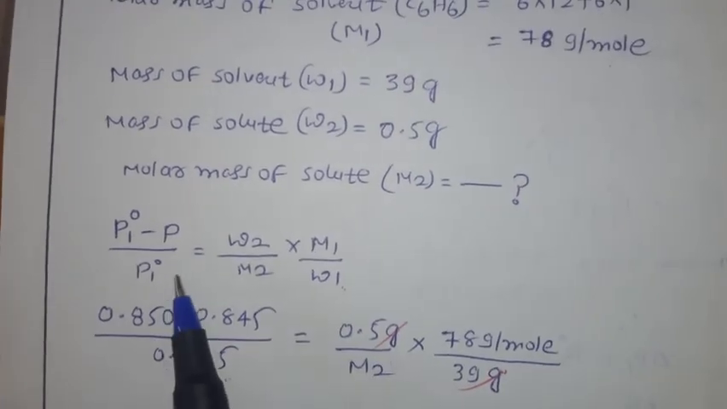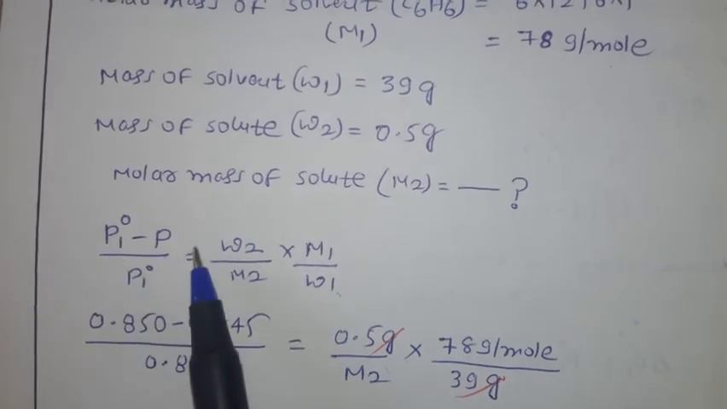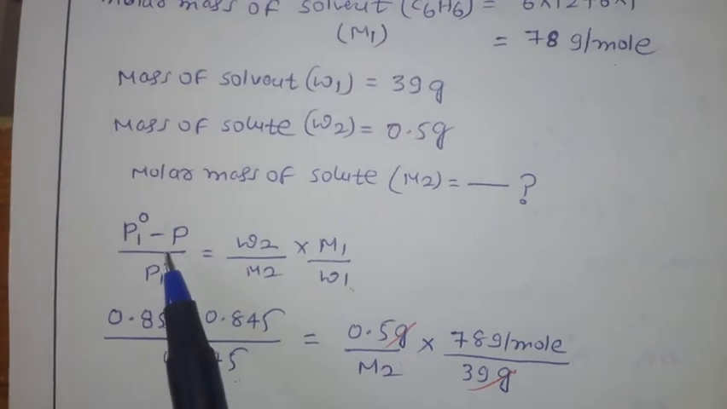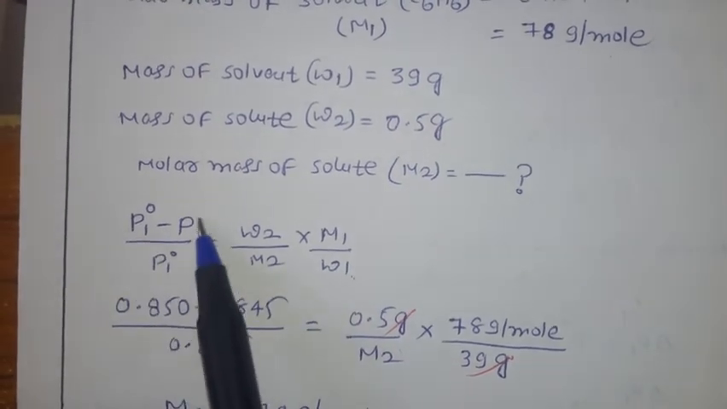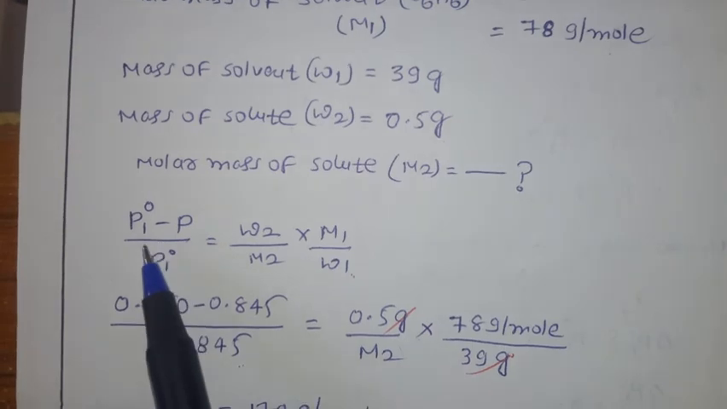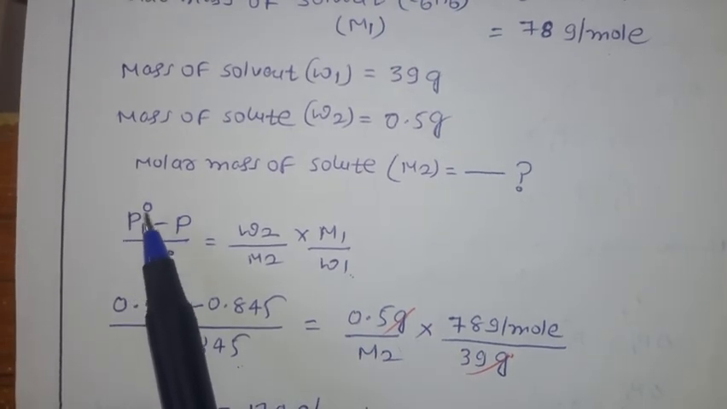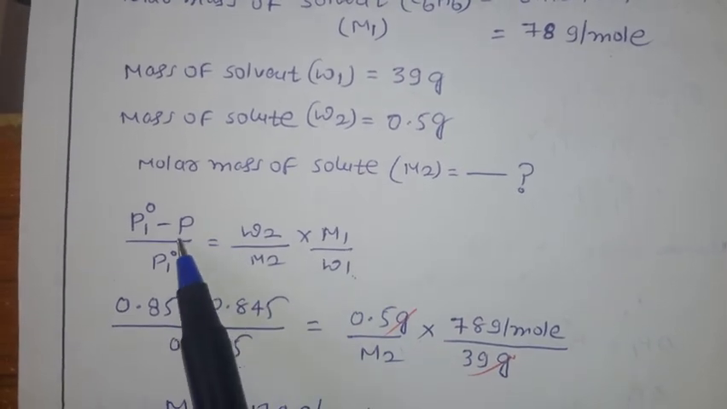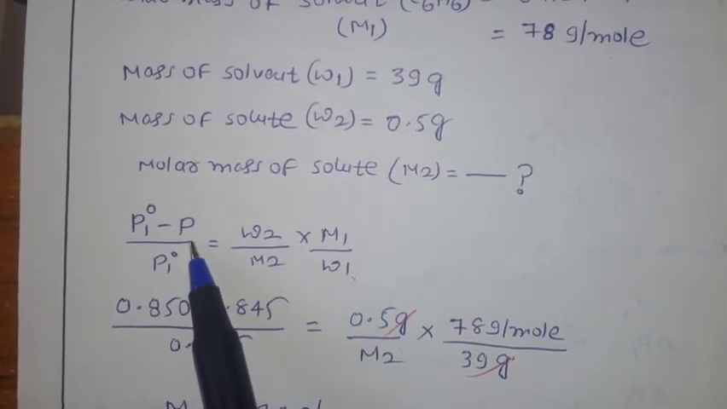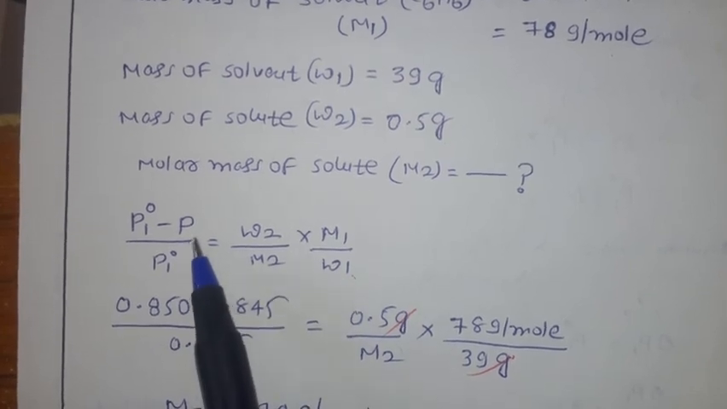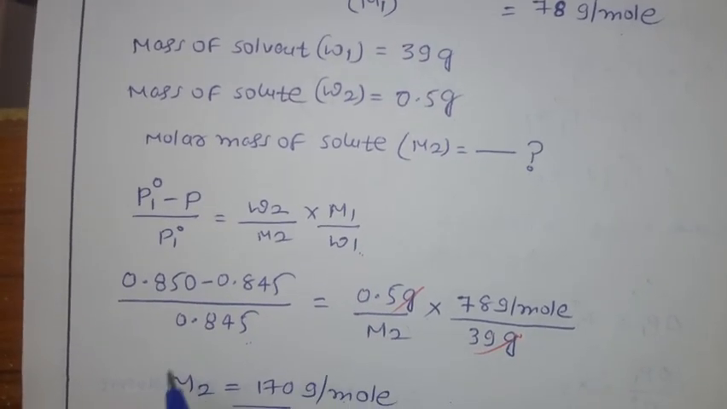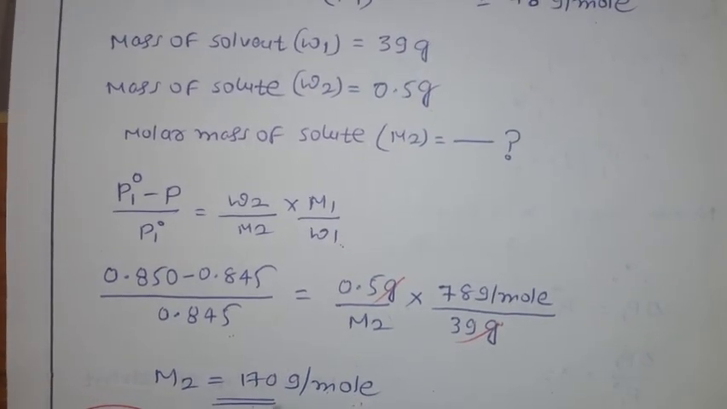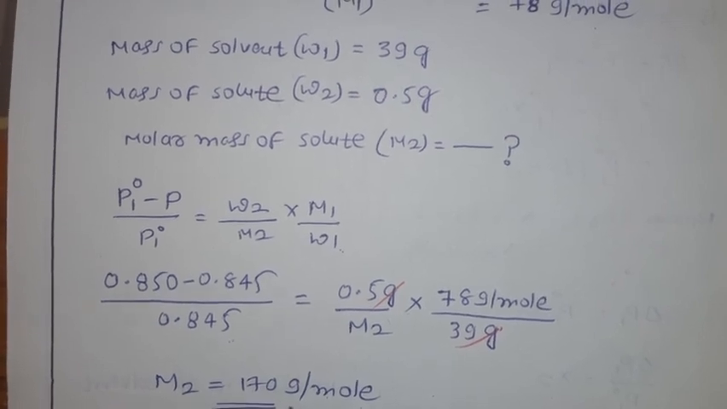So you should be very careful in the numerical about which type of pressure they have given. This is our solution pressure. Sometimes they will directly tell us the lowering of vapor pressure, meaning they will give directly the value of P1 naught minus P equal to some value. So you should be very careful which type of data they have given. You should read the data clearly, then only go for the numerical simplification. This is the molar mass of solute, so we are left with the unit gram per mole. The unit of molar mass you already know, some value divided by gram per mole.